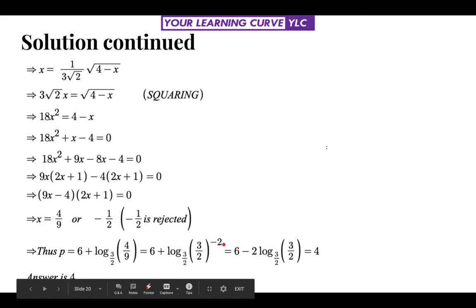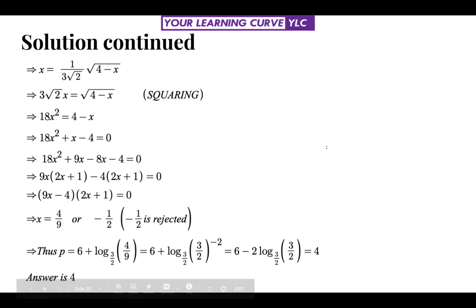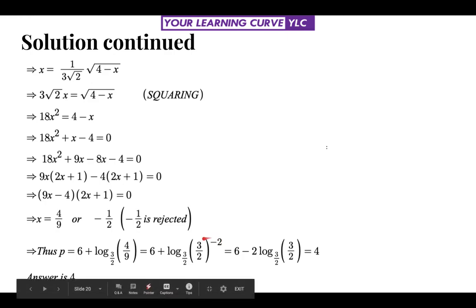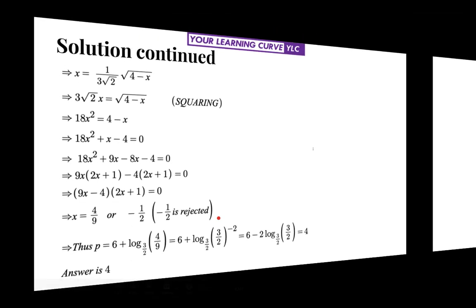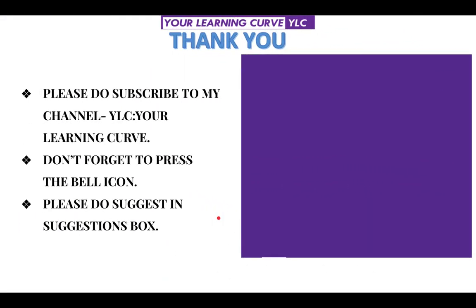We know that log of b to the power x to the base a is, the exponent gets multiplied into the entire logarithm. This minus 2 comes out and gets multiplied, we get 6 minus 2 log of 3 by 2 to the base 3 by 2. This is nothing but log a to the base a, which is equal to 1. So we get 6 minus 2, which is equal to 4. This is your answer, 4.